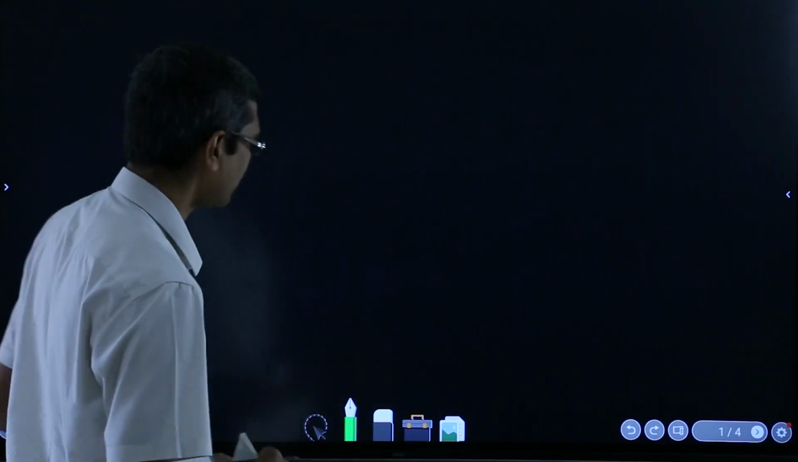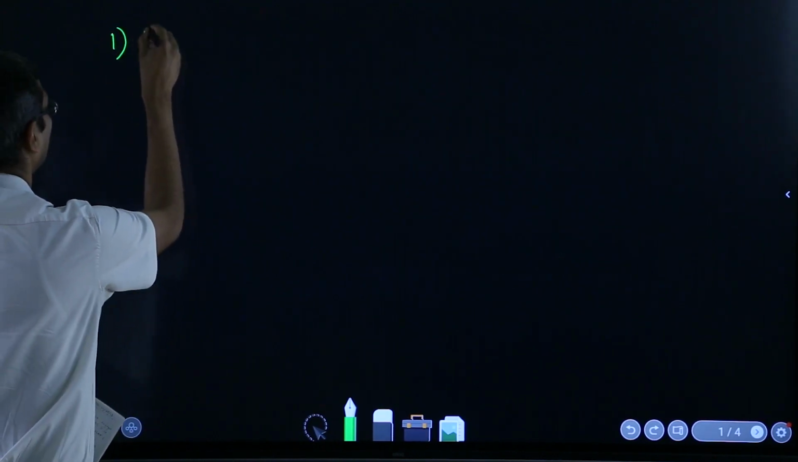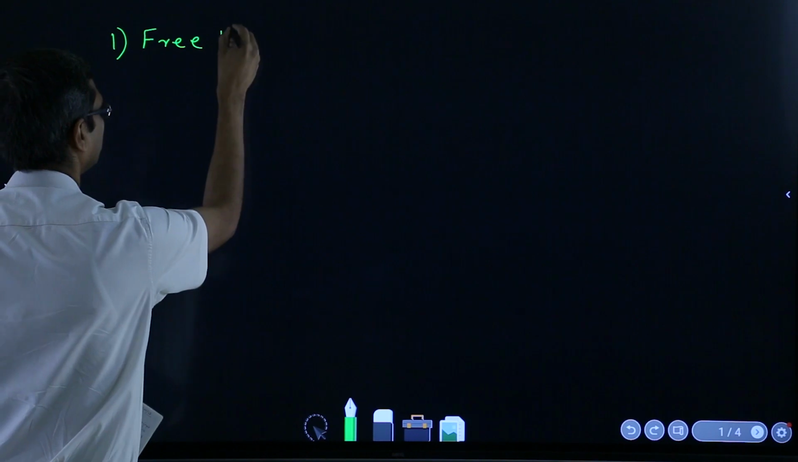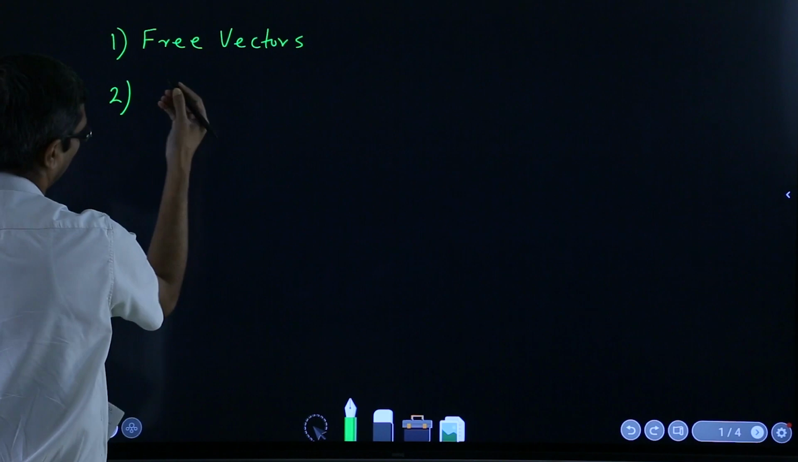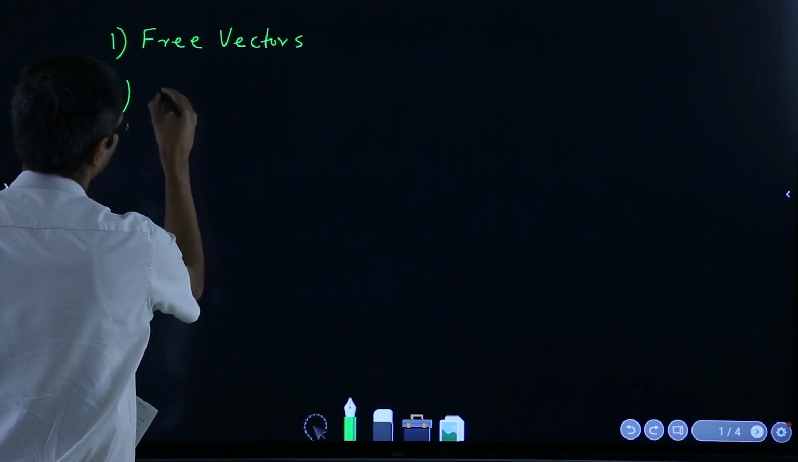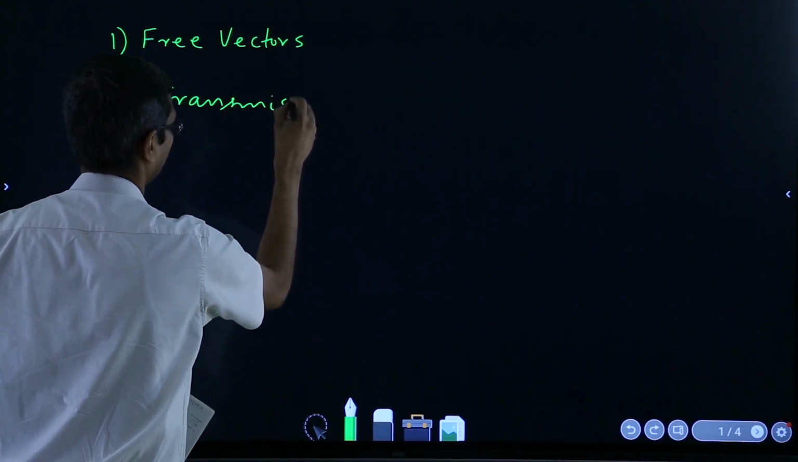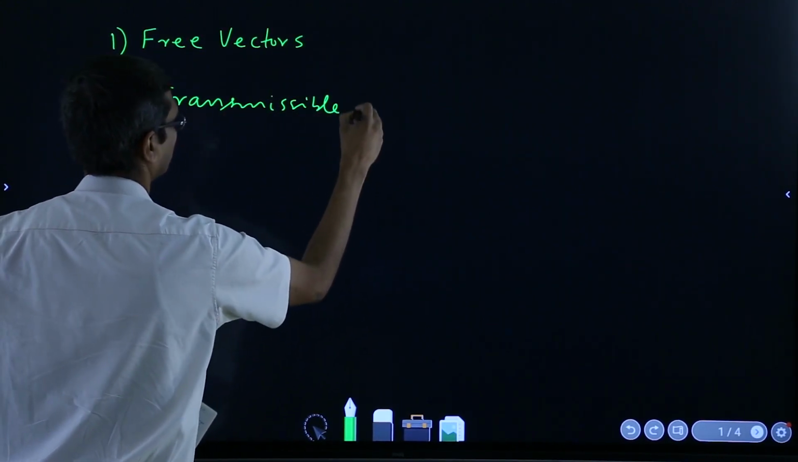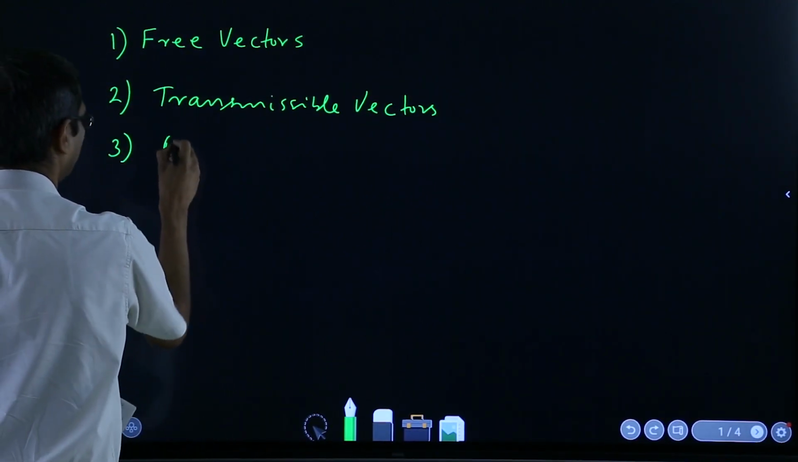with respect to equivalence of vectors, which are also very important to characterize a particular vector in a particular situation. So, they are free vectors, then we will say transmissible vector, and bound vector.